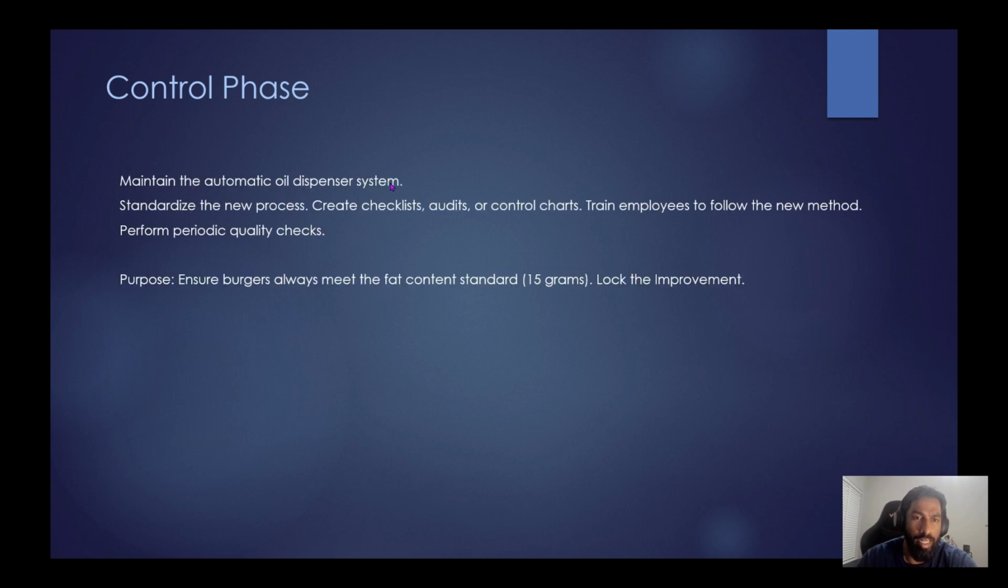In our current case study, things that can be done to sustain the process are maintaining the automatic oil dispensing system, standardizing the process, creating checklists, audits, control charts, training the employees to follow the new method, and performing periodic quality checks. The goal here is to make sure that the burgers always meet that fat content standard of 15 grams that is claimed by the restaurant. And we lock in the improvements we made in the improve phase.